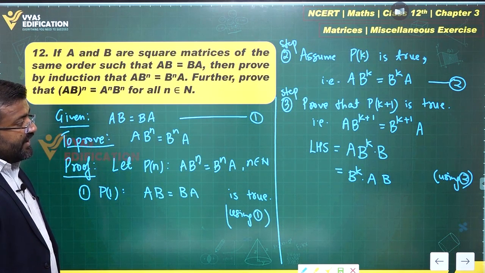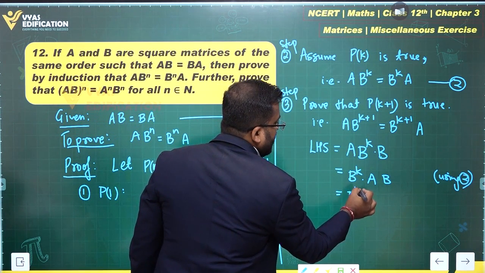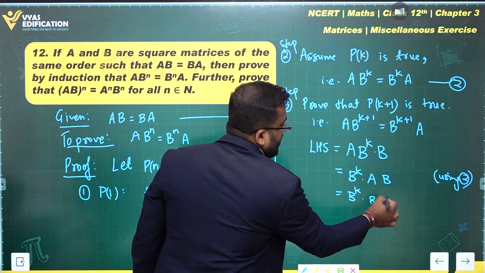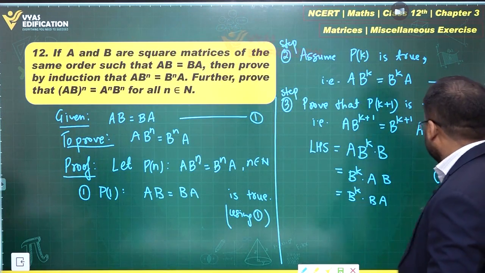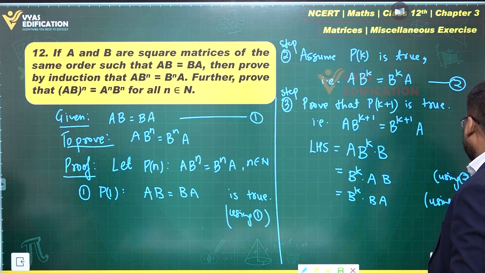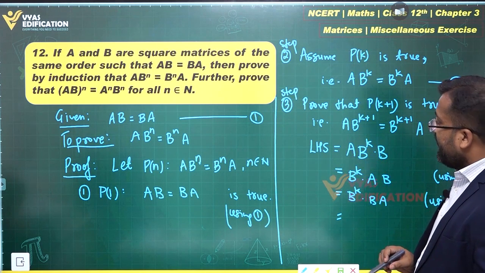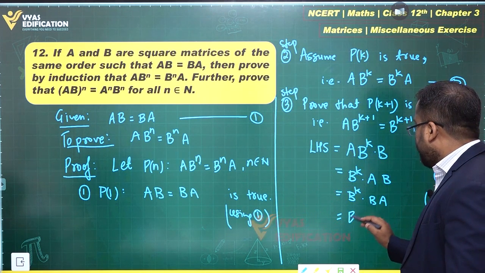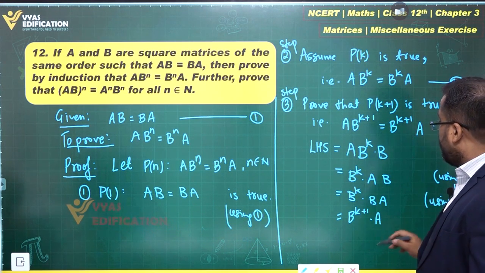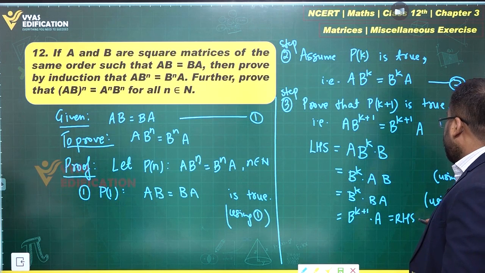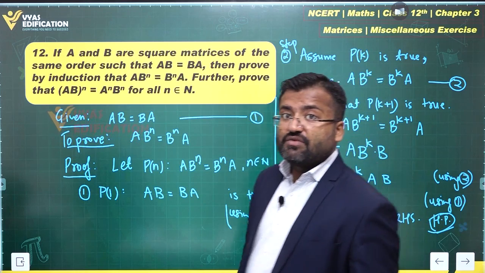And one more thing that we can use over here is this AB is equal to BA. You can use 1 and we can write B^k times AB as BA. This is using statement 1. We can observe that, right? What else? This is okay. B^k times B times A, and B^k times B is B^(k+1) times A. Now B^(k+1) times A is what we wanted on the RHS. Hence proved Pk+1 is true.